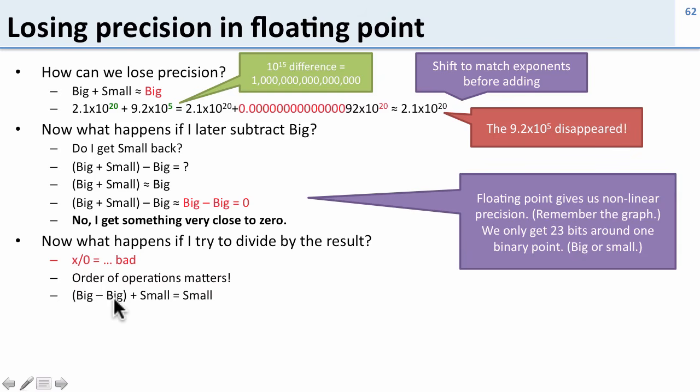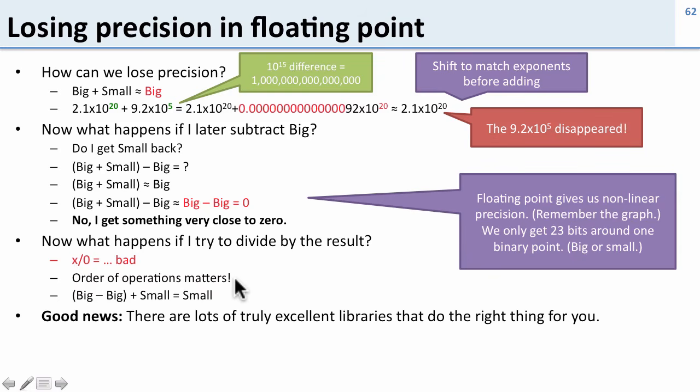Because here I'm doing math on two big numbers and end up with something small, 0, and then I add that to another small number and I can keep the precision of the small number. So the order of operations matters with floating point math. This is really hard to do right, but the good news is everything you care about has already been done for you the right way.